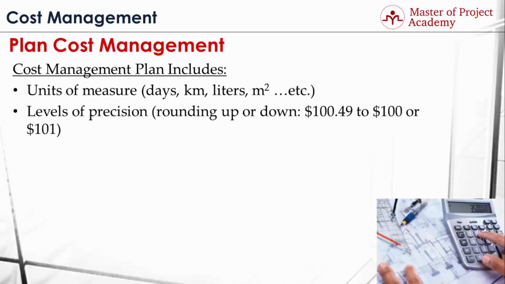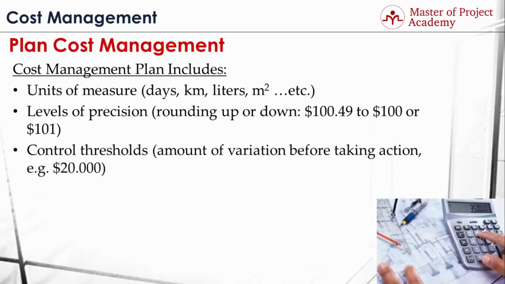Levels of precision must be included in the cost management plan as well. For instance, what will be the number of decimal places during calculations? This might seem a trivial point to you, but if you consider mega projects, millions of materials are used, and the level of precision might cause significant variances in total.